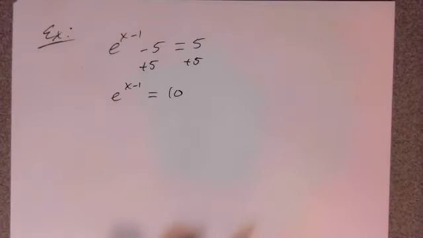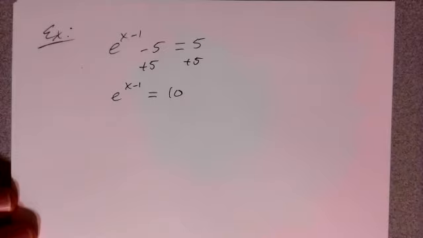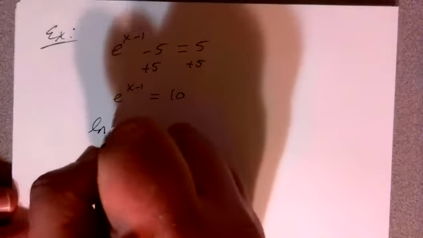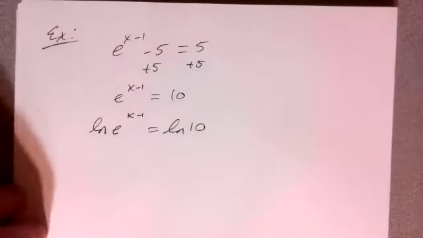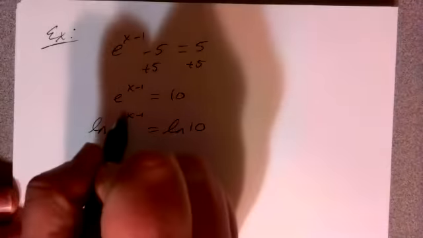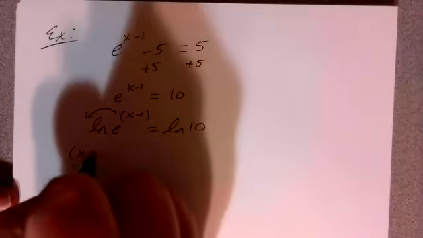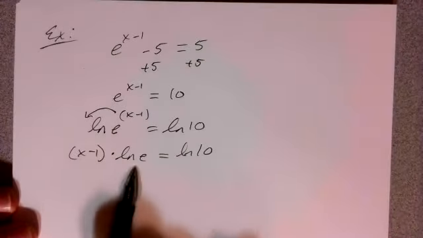Now, here's where I try to use the natural log as much as possible. Because I have a base of e, I'm going to use the natural log. So I'm going to take the natural log of both sides. The natural log of e raised to the x minus 1 is equal to the natural log of 10. Now, why did I do that? x minus 1 is the whole entire exponent. The exponent, x minus 1, comes out front times the natural log of e equals the natural log of 10.